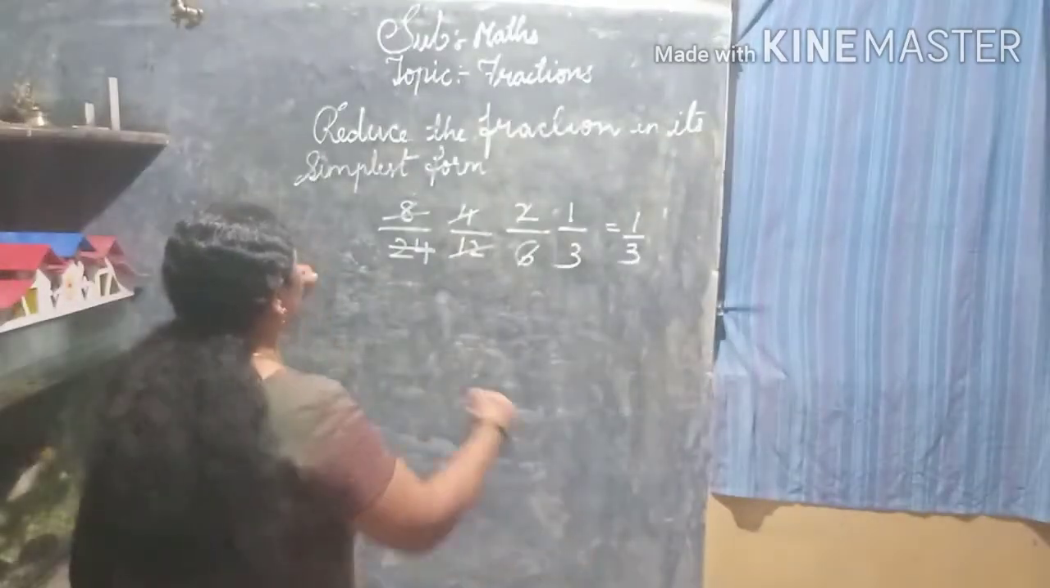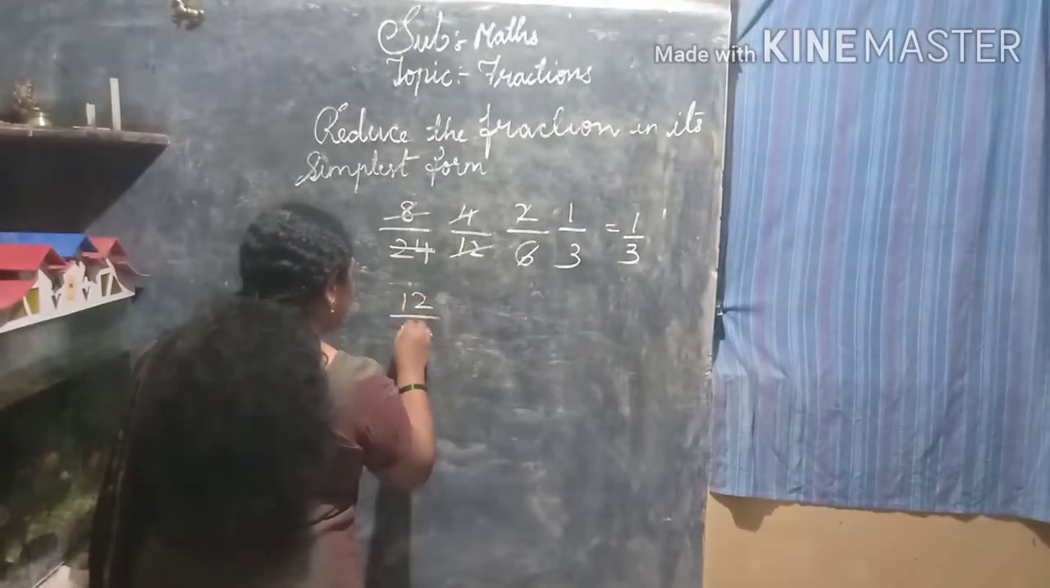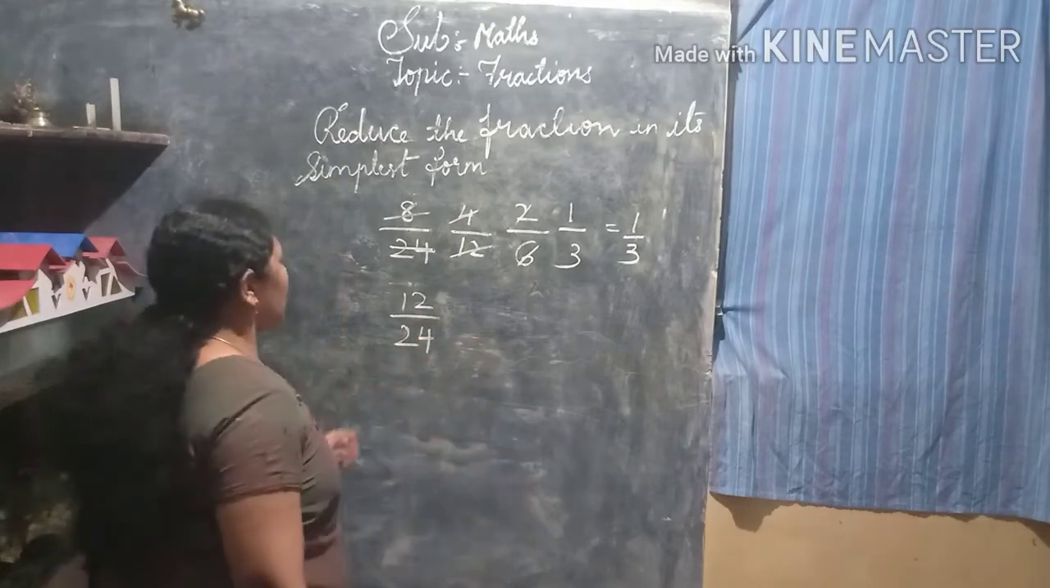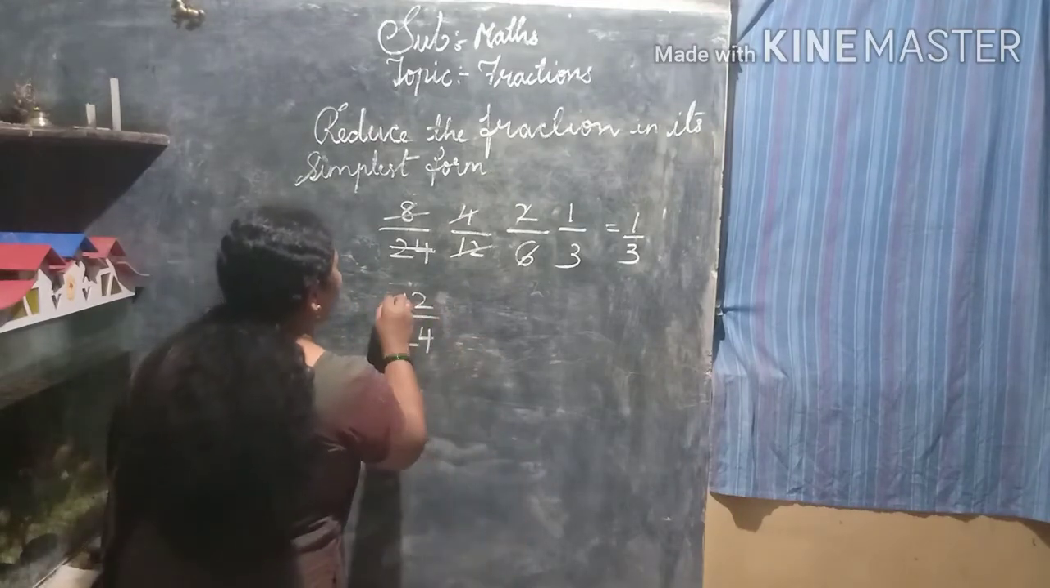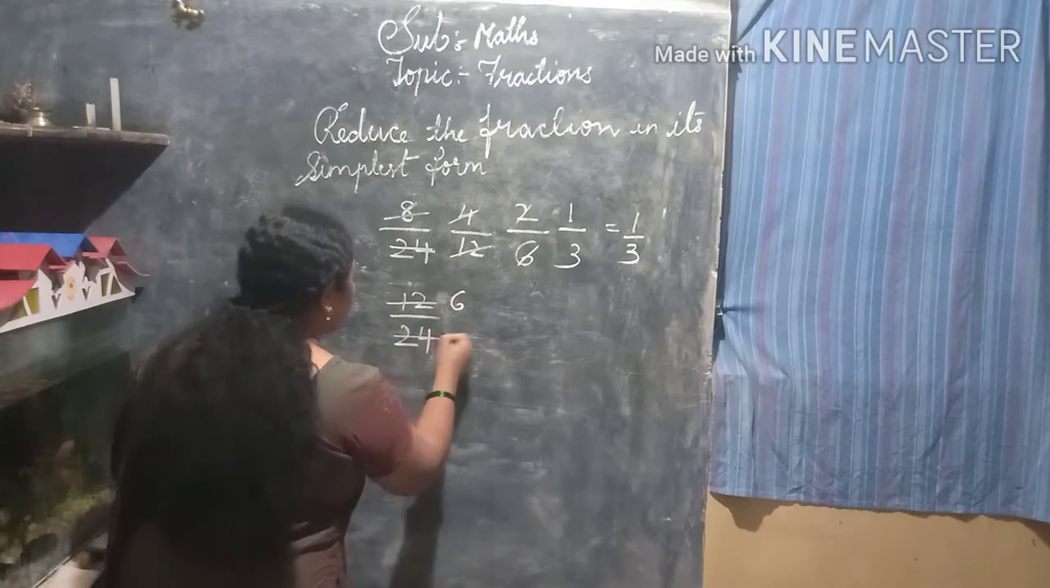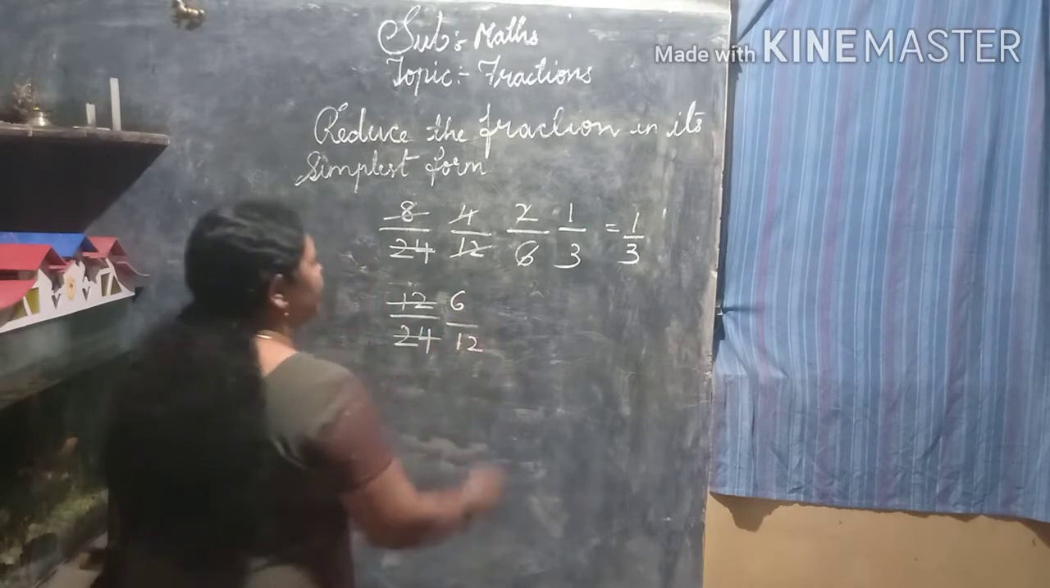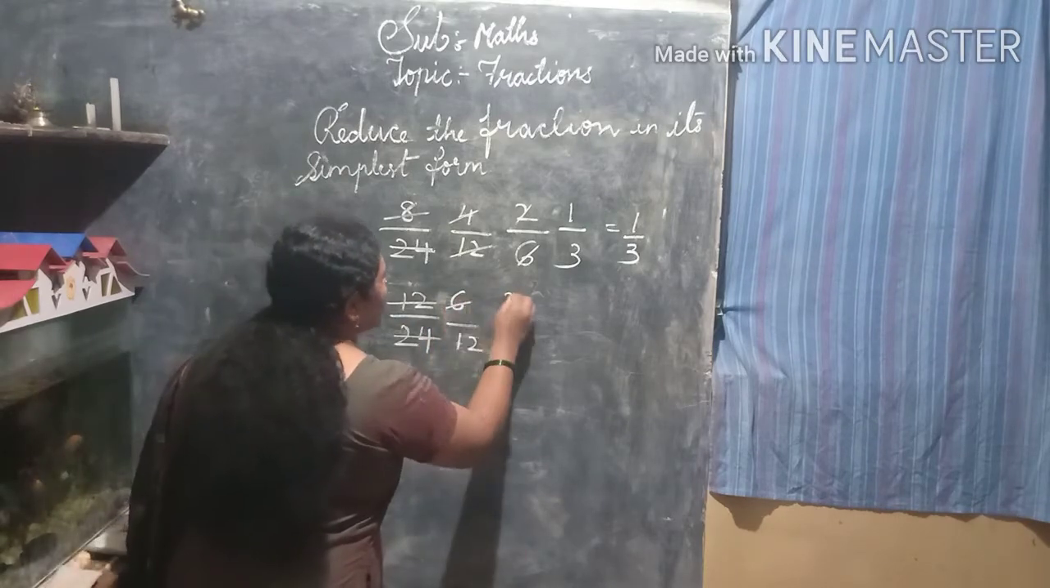Is it clear? Let us take 12 by 24. 2 6s are 12, 2 12s are 24. 2 3s are 6.